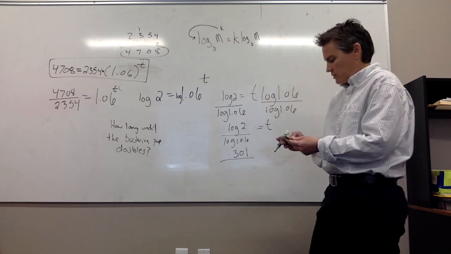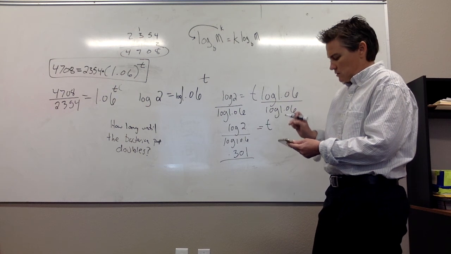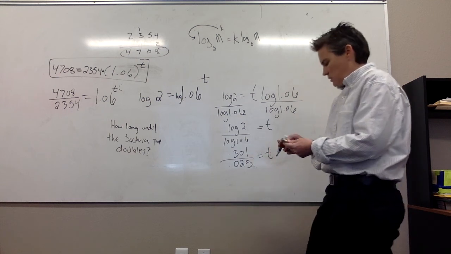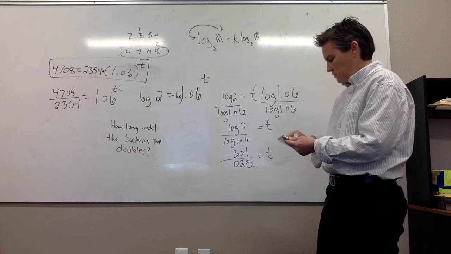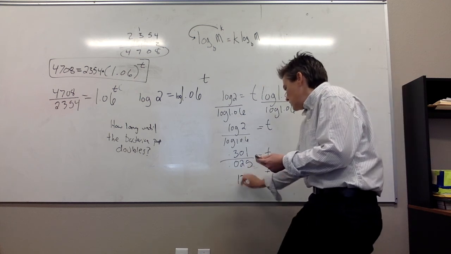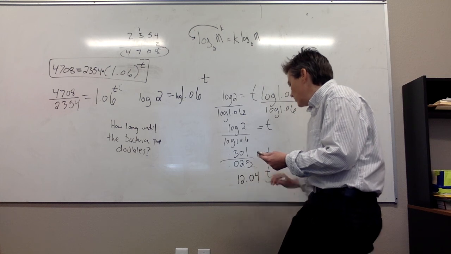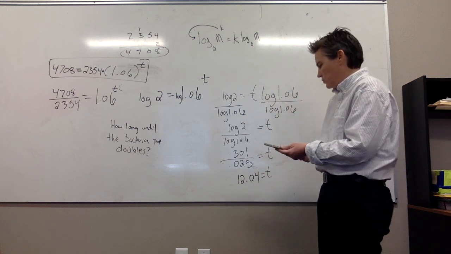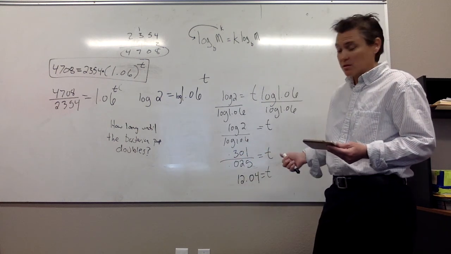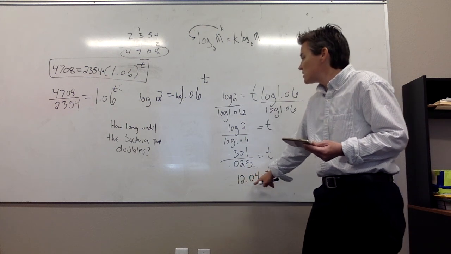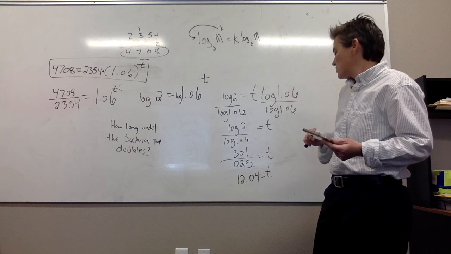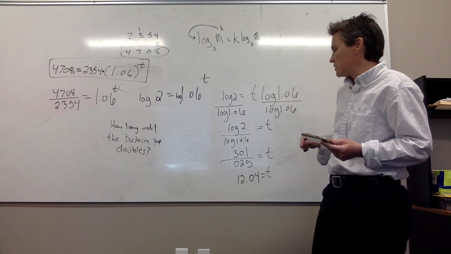And log of 1.06 is equivalent to 0.025. And we're going to divide those two, and that gives us 12.04. So what does that mean, 12.04? Well, remember, we were looking to determine how long until the bacteria population doubles. The bacteria population doubles in 12.04 hours.